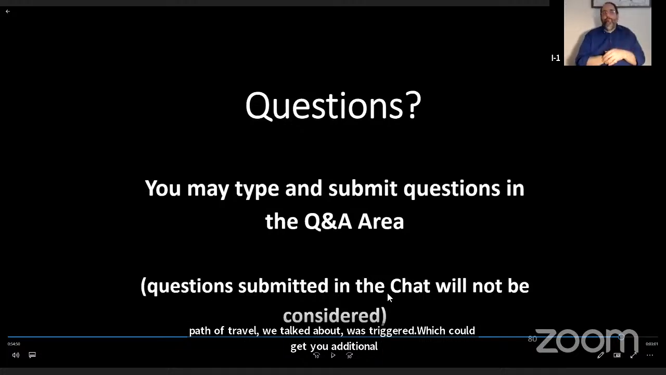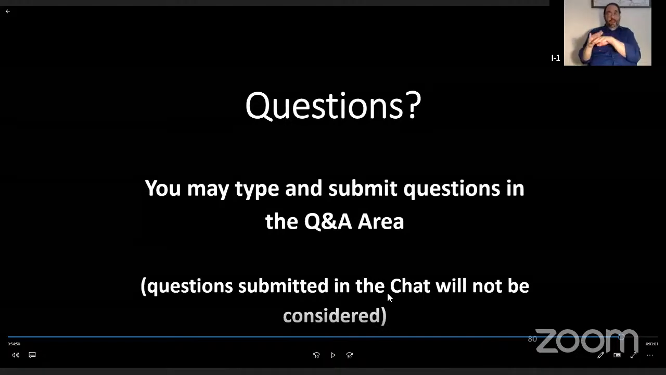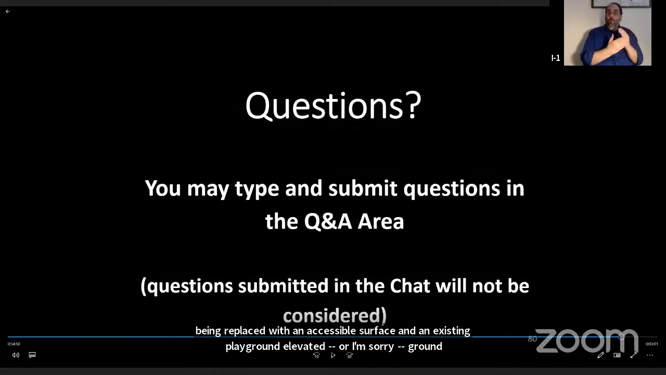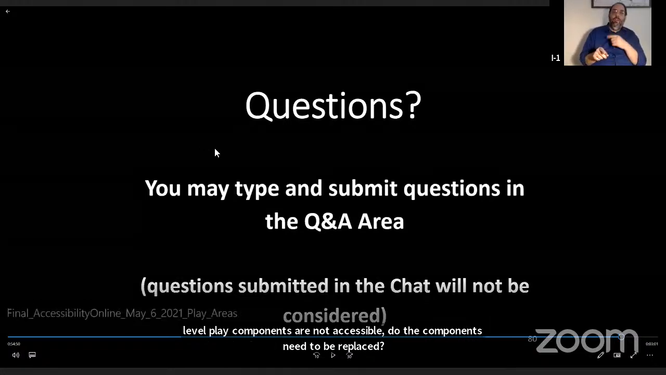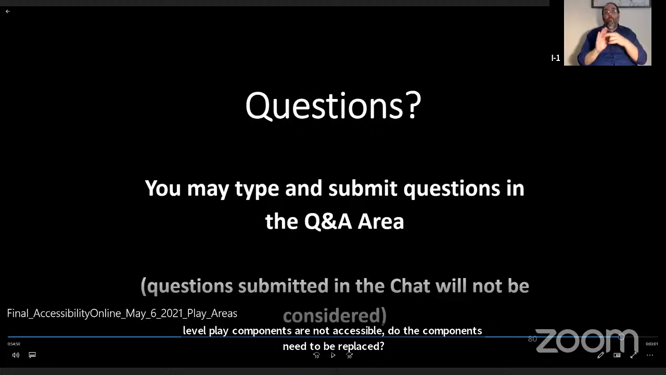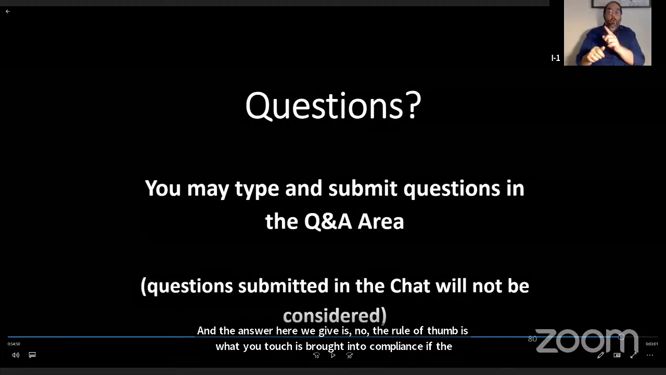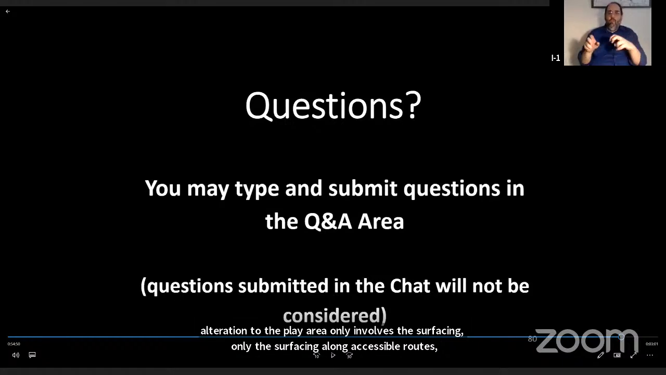Another one was, if a play surface is being replaced with an accessible surface and in an existing playground ground level play components are not accessible, do the components need to be replaced? And the answer here we give is no. The rule of thumb is what you touch is brought into compliance. If the alteration to the play area only involves the surfacing, only the surfacing along accessible routes, clear floor or ground spaces, and maneuvering spaces would be required to comply.